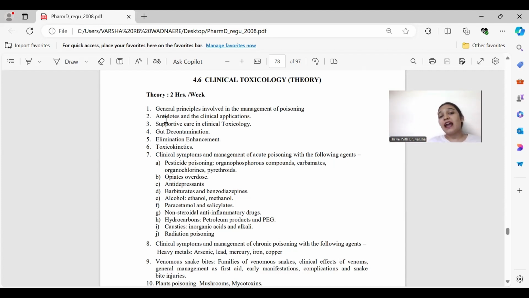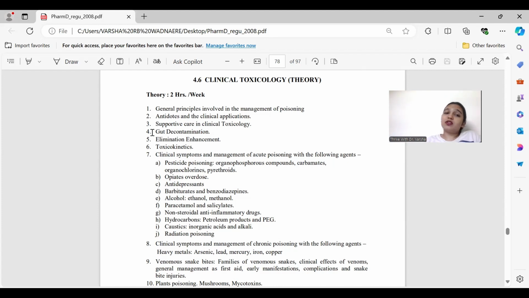You'll be learning that. Then antidotes and clinical application. There are different types of antidotes for toxins as well as poisoning. What are the applications of those antidotes, for which toxin or which poisoning, which are the antidotes? You'll be learning that. Supportive care in clinical toxicology. Just an antidote is not enough, there is a lot of supportive care before bringing the patient to hospital. You have to perform something, and after that also. So what is that supportive care? You'll be learning that.